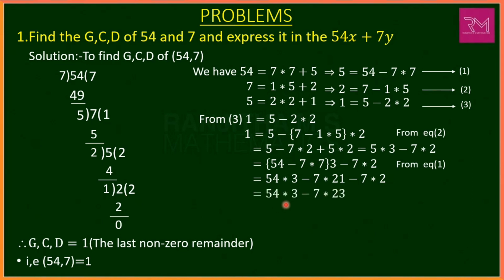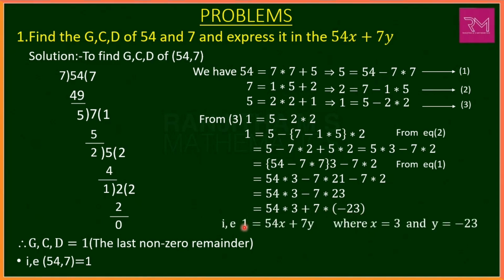Therefore we get 54 into 3 minus 7 into 23. Or we can take it as 54 into 3 plus 7 into minus 23, if we take this value inside the bracket. That is the value of 1. That is, 1 is equal to 54 into 3 plus 7 into minus 23. Or we can take it as 1 is equal to 54x plus 7y, where in the place of x is 3 and in the place of y is minus 23. So we are expressing it in the form of 1 is equal to 54x plus 7y.